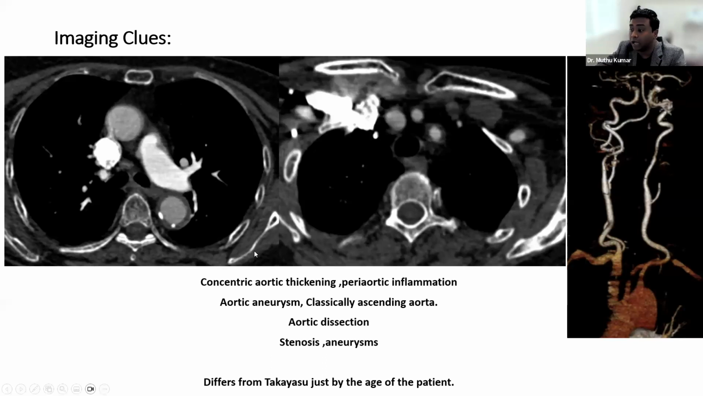Look at it. And then what we have is concentric aortic thickening, periaortic inflammation, aortic aneurysm, classically in ascending aorta, and there is presence of aortic dissection. Stenosis and aneurysms are common presentation. It differs from Takayasu just by the age of patient and also presence of calcified atherosclerotic plaques everywhere else in the body.